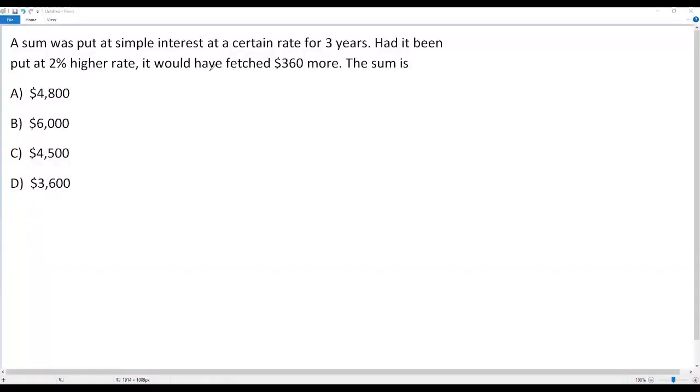Here we have a math problem on fundamentals of business mathematics. Okay, let's go to the question. A sum was put at simple interest at a certain rate for 3 years. Had it been put at 2% higher rate, it would have fetched $360 more.